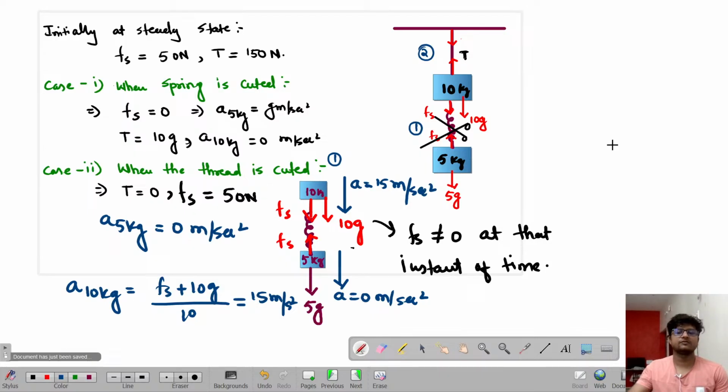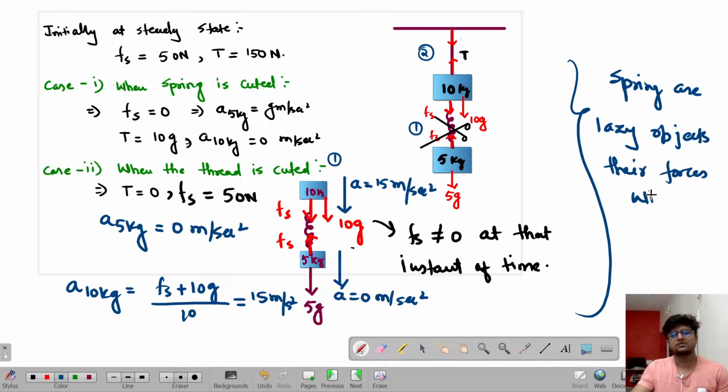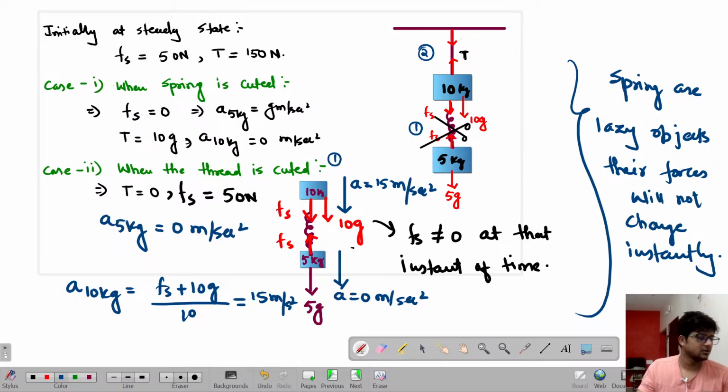And this is the meaning of the idea that springs are lazy objects. Their forces will not change instantly. And this is the nature, means you can imagine like this way.